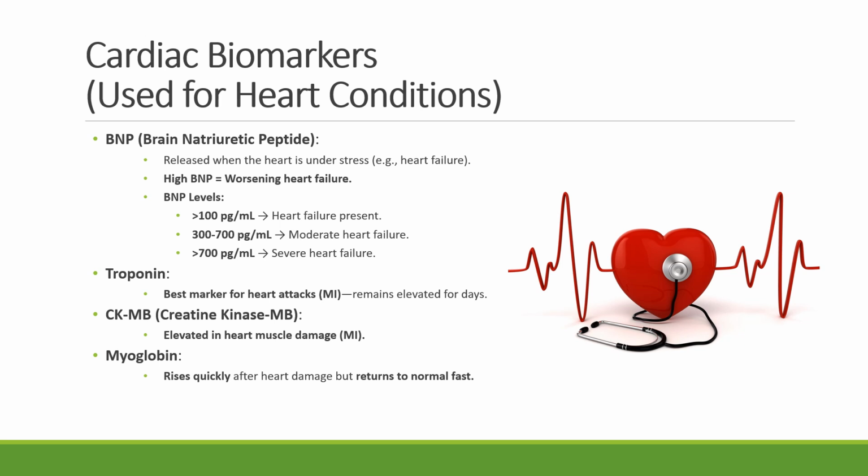Myoglobin quickly rises after heart damage but returns to normal fast. Myoglobin is a small protein involved in oxygen storage in muscle cells. It is released into the bloodstream immediately following muscle injury. Myoglobin levels rise 2 to 3 hours after myocardial injury and peak at 8 to 12 hours. However, myoglobin levels return to normal within 1 to 2 days, which may limit its utility in diagnosing delayed cases of MI.